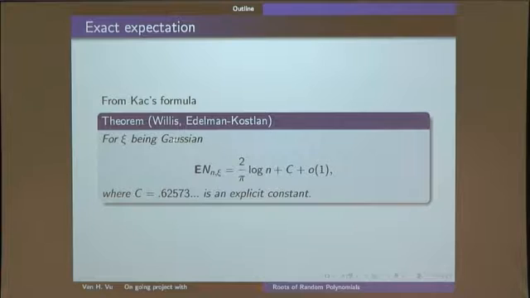And there are people, I think in the paper of Willis, even earlier than Edelman and Kostlan, who even worked out all the Taylor expansion of this. So the next term is some constant over n, and the next one is some other constant over n squared, and so on. It can be computed very explicitly.